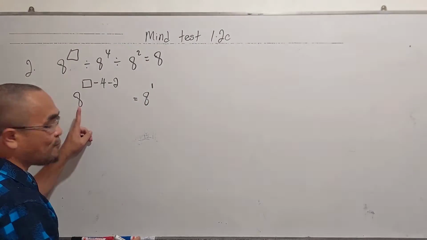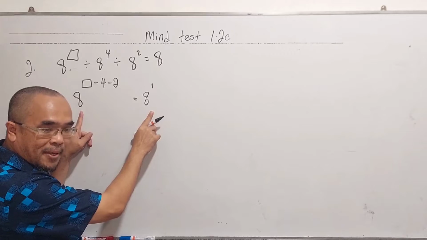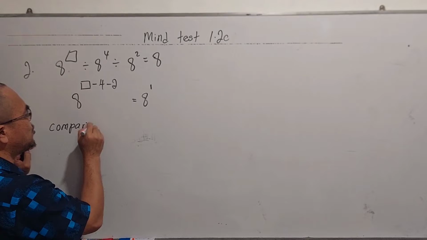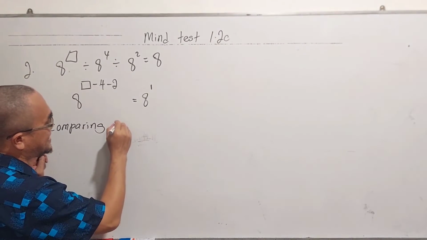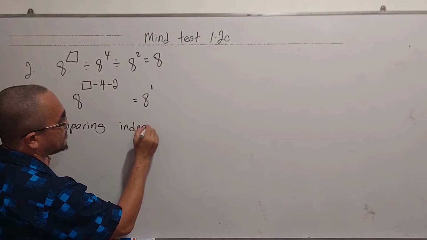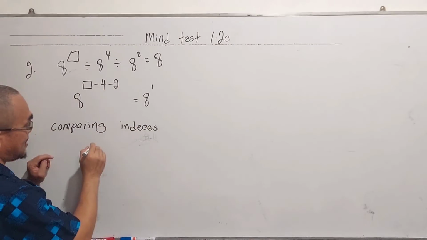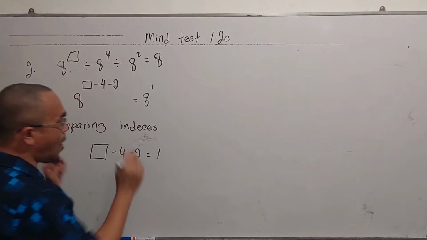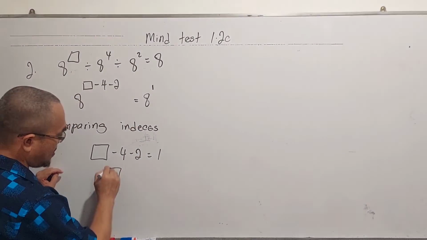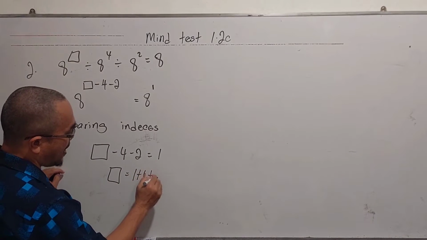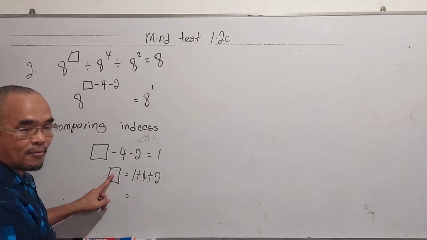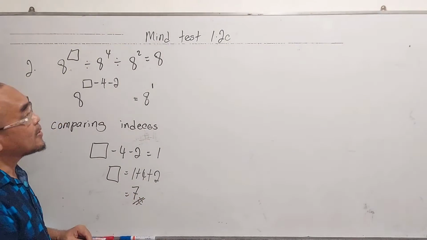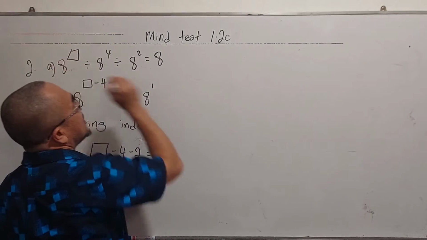Okay, so once you have only one base on the left and one base on the right, you say comparing the indices. You don't have to write down this. Comparing indices. Take the index. Box minus 4 minus 2 equals to 1. Box equals to 1 plus 2 plus 4. So the value inside the box is 7. Okay, this is A. How about B?